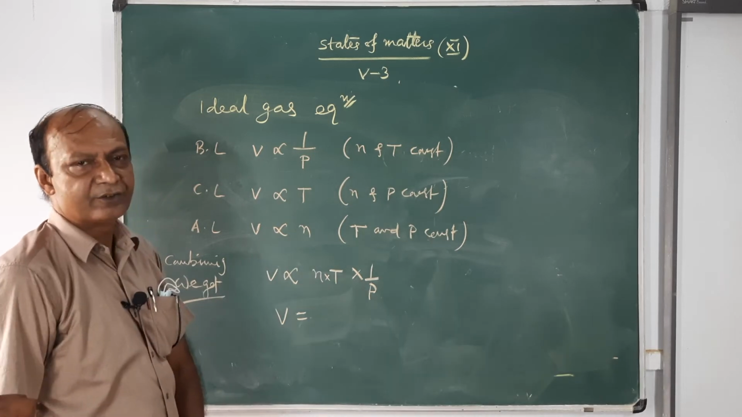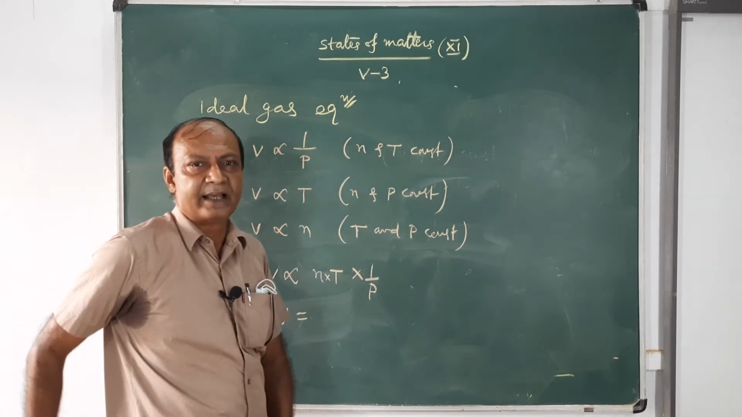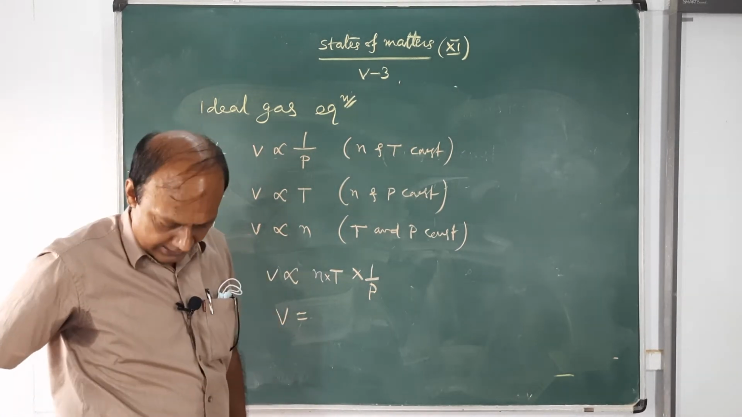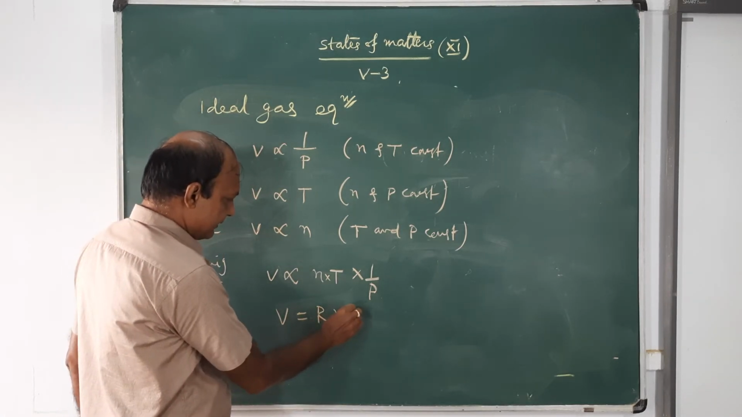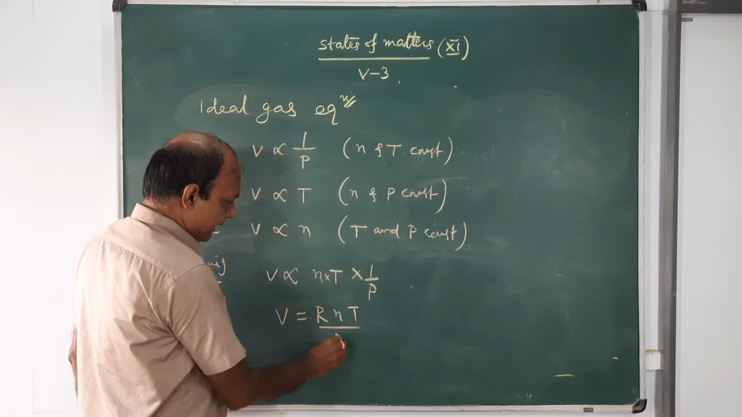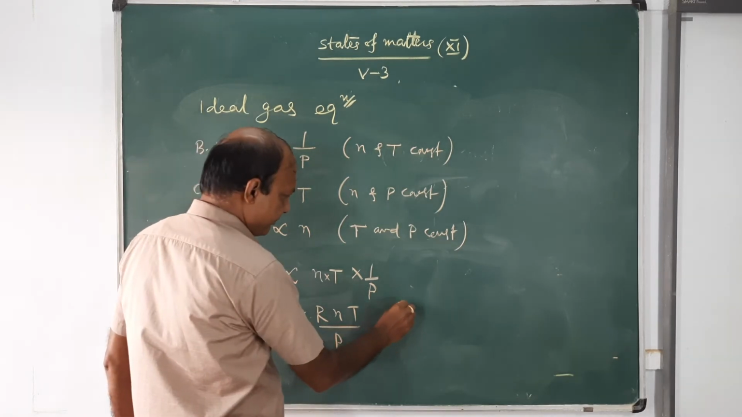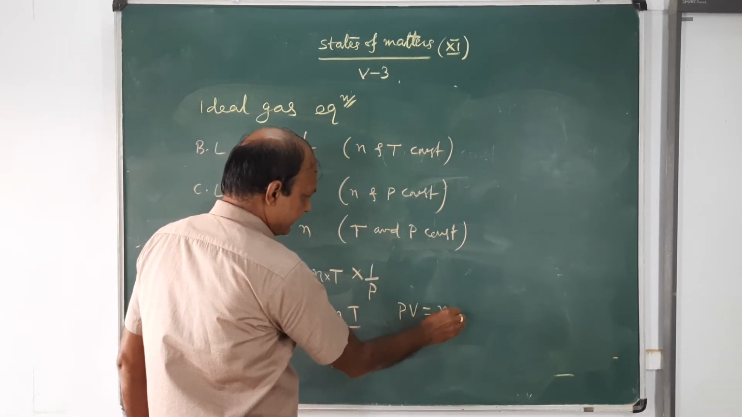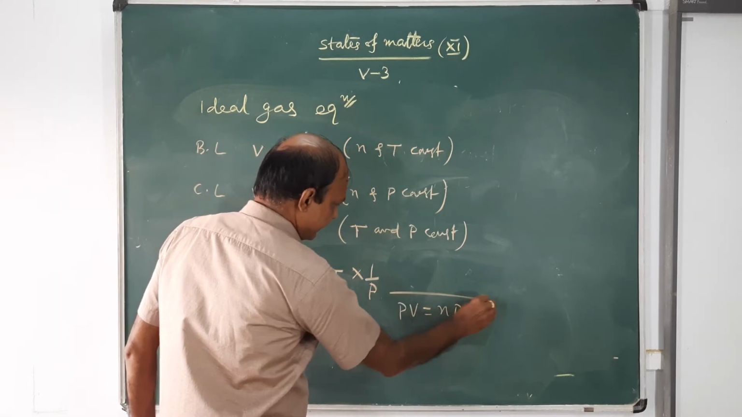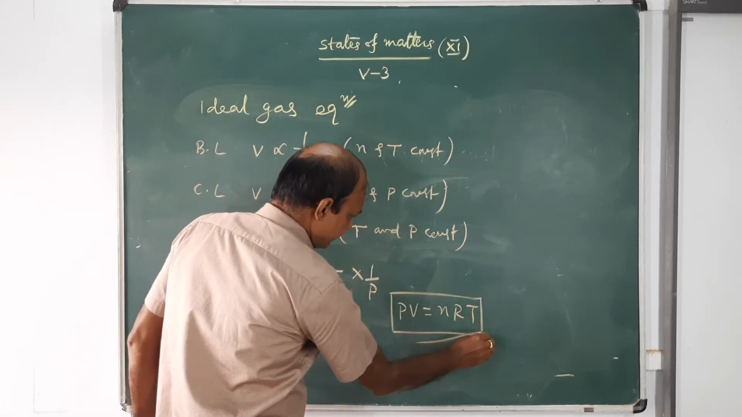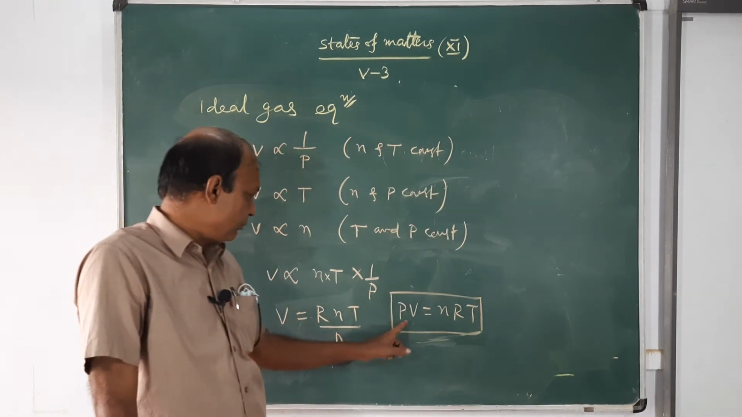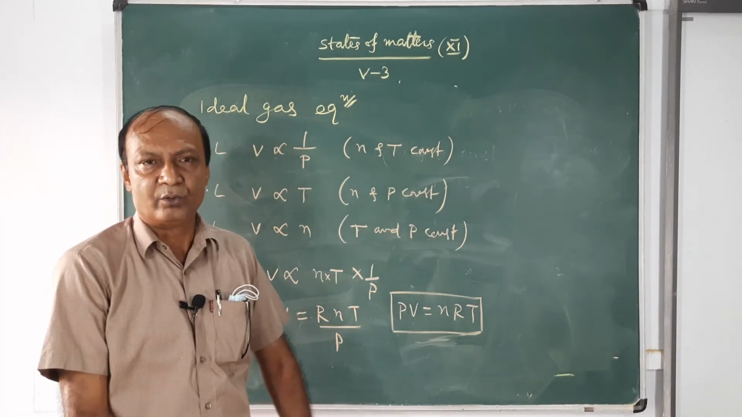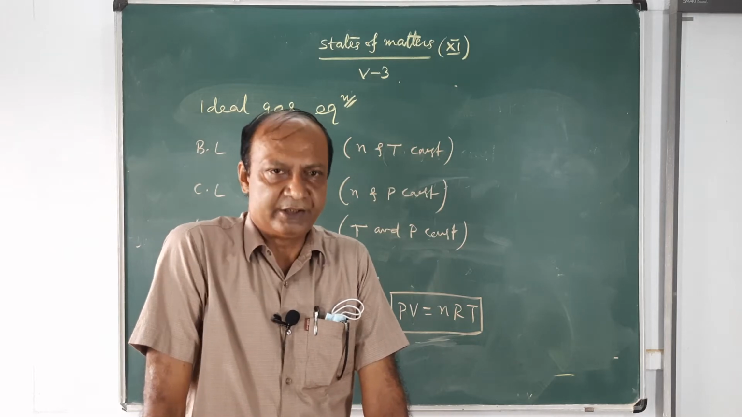That is, V equals a constant times N T by P. This constant is known as the universal gas constant, denoted by capital R. Rearranging, we get PV equals nRT. This relation, I think most of you might know, PV equals nRT. This relation is known as the ideal gas equation.